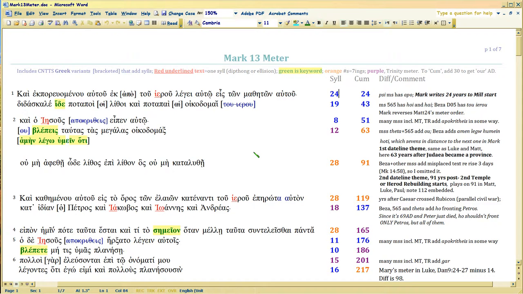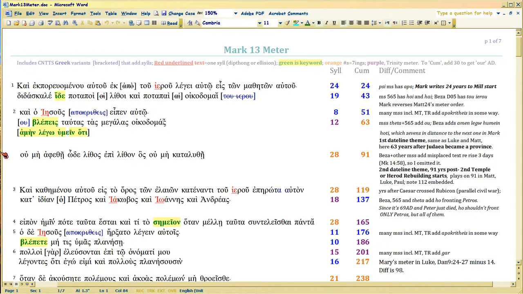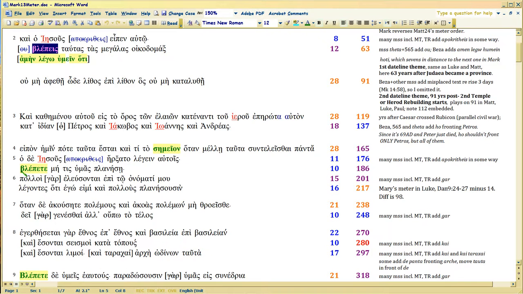If you want to prove that God exists, well, here you go. See this? Blepish. I'm not sure he's doing it with ide, but I am sure he's doing it with blepish. Blepish. All right, here's the next occurrence. Blepite. The distance in the syllable counts is divisible by 7.